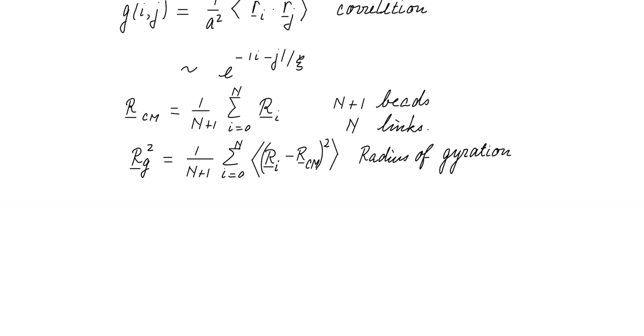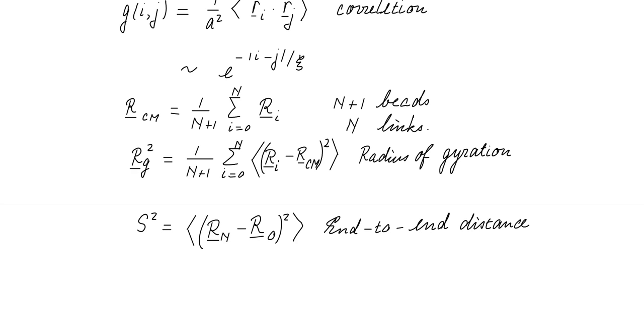Radius of gyration. Obviously, this is an important quantity. If the polymer would be curled up, the radius of gyration would be rather small, whereas if the polymer would be stretched, so each link would have the same direction, then this would scale with the length of the polymer, so it would scale with n.